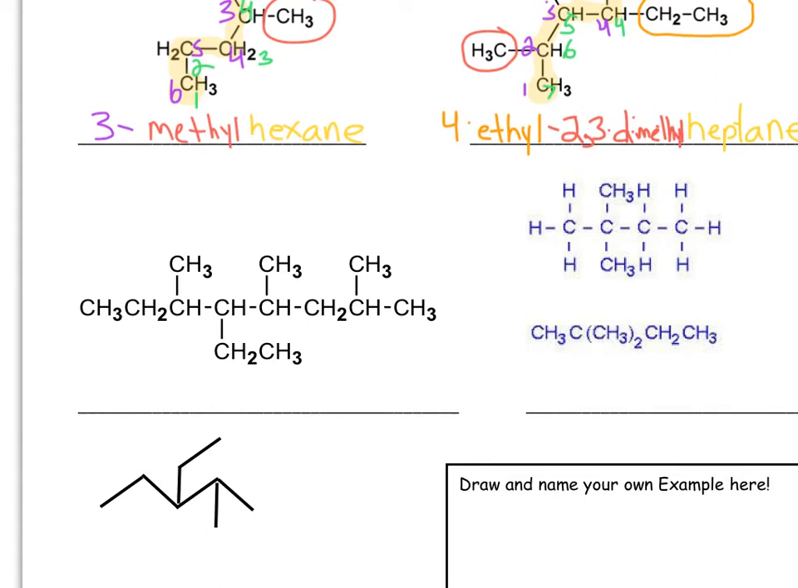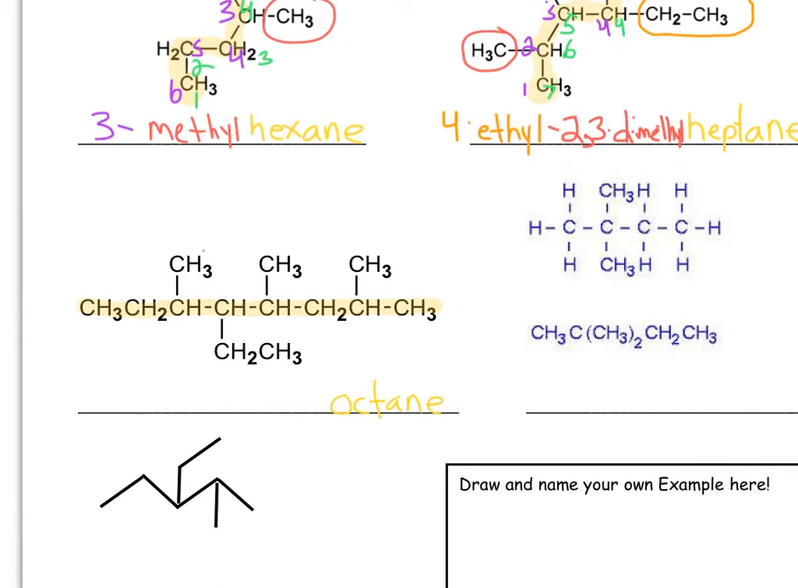Our next example here, following exactly the same rules, find your longest hydrocarbon chain. This one's pretty easy because it looks like it just goes straight across here. If we count the number of carbons, we have 1, 2, 3, 4, 5, 6, 7, 8. So we have 8 carbons, which means we know that it is going to be an oct. And we know we only have single bonds, so it is an octane.